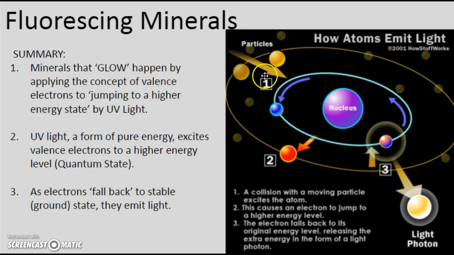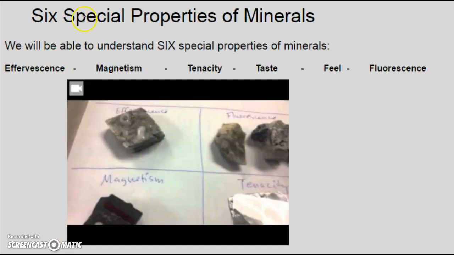So here's our incoming sunlight, or excuse me, ultraviolet light. It kicks the electron to a higher energy state, and when it falls back, it emits a photon of light of a longer wavelength. And here's a video I created for just the 6 properties that we'll be focusing on in class: effervescence, magnetism, tenacity, taste, feel, and fluorescence.